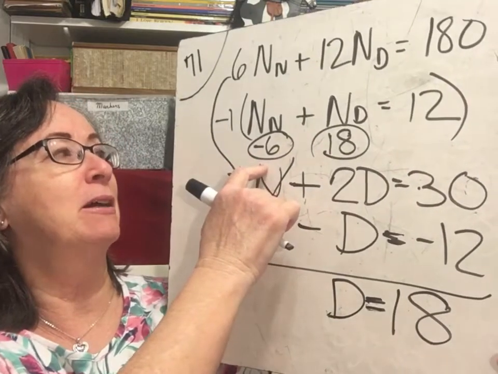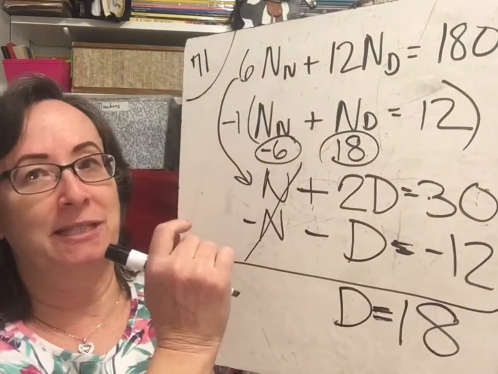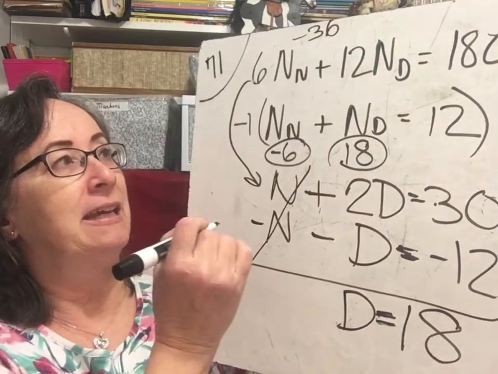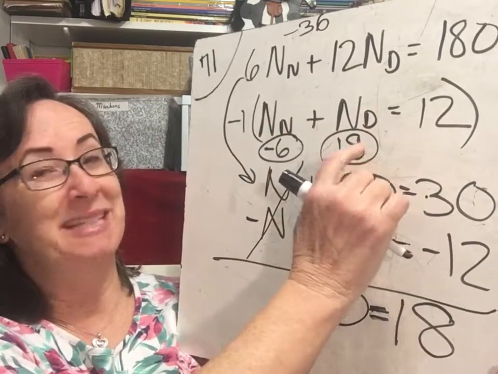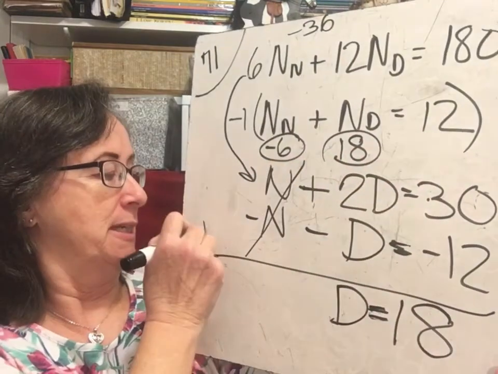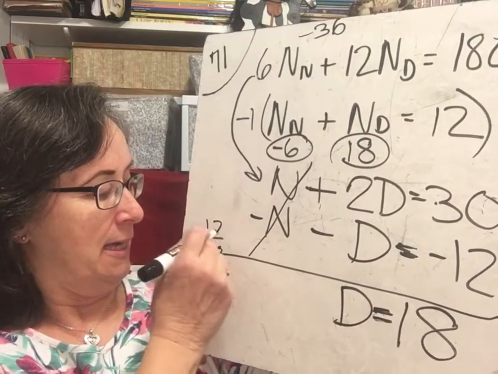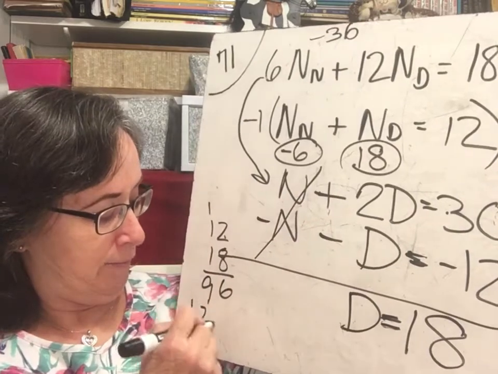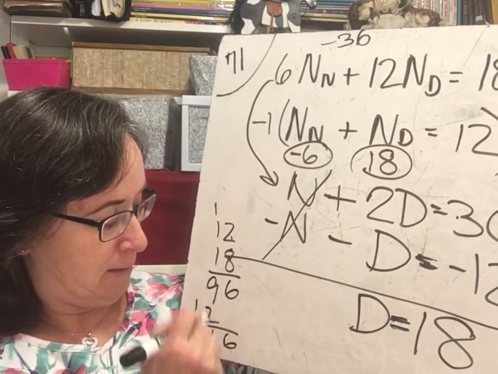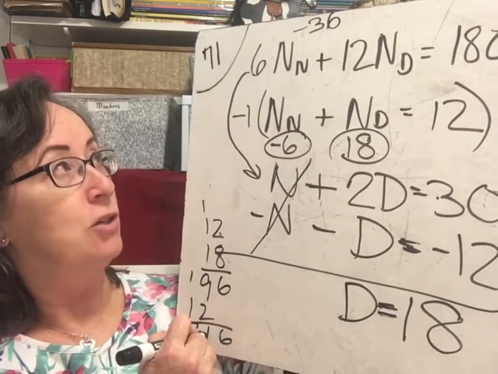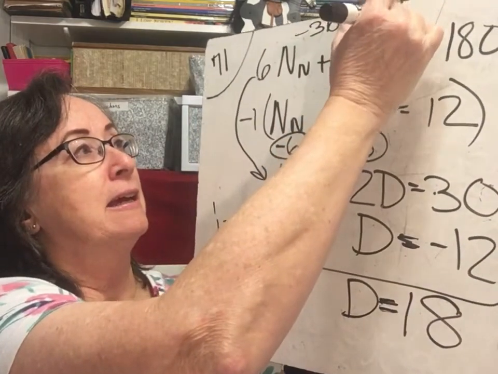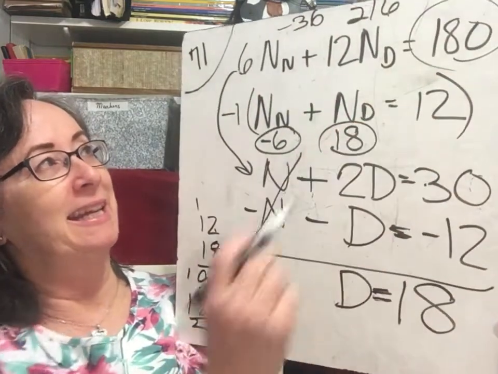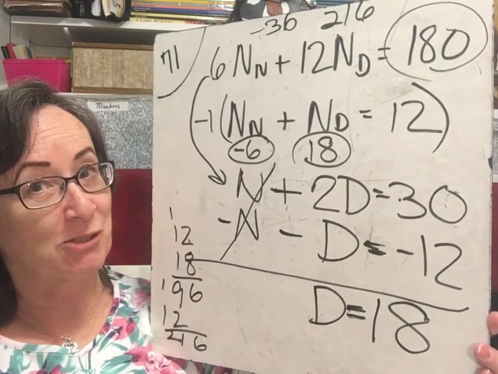Let's go back up here. 6 times negative 6 is negative 36, right? And then 12 times 18 is 216. 216 minus 36 is 180, isn't it? So the problem works fine.